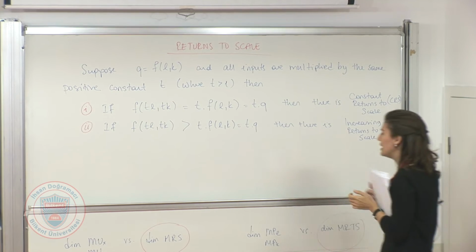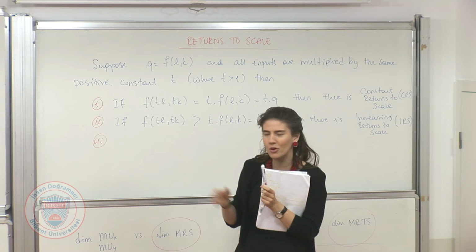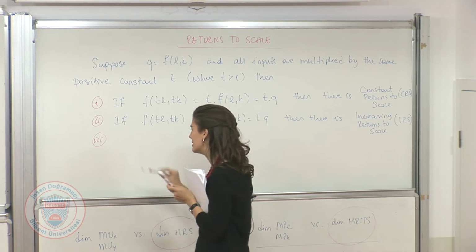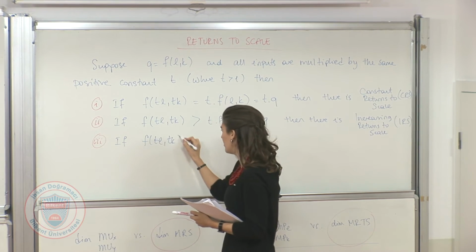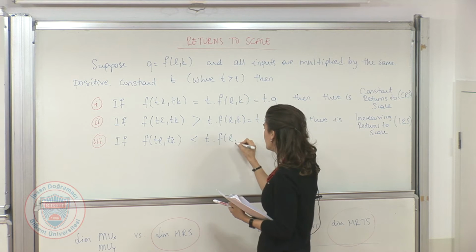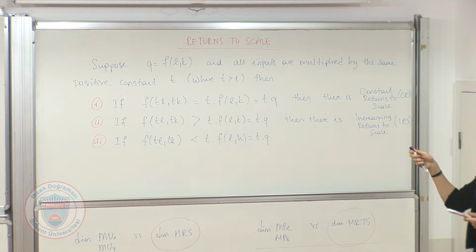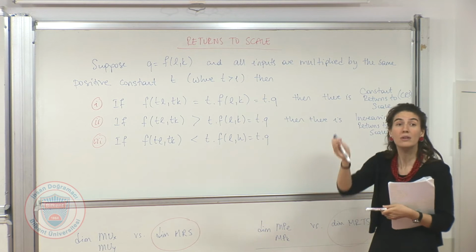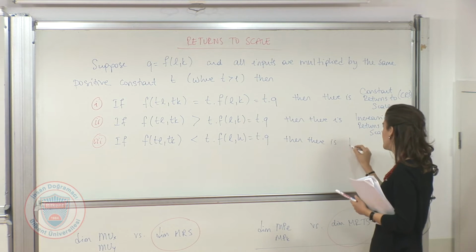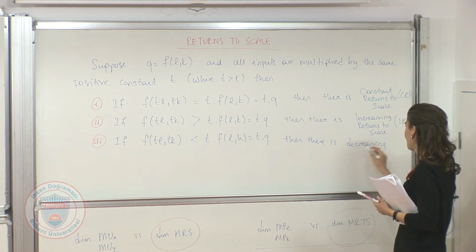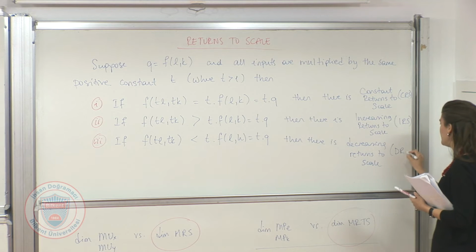So there is the third one, as you can guess, the bad case. I mean, not bad, but compared to this and this case, it's not that desirable. So we basically said that if this is the case, f(tL, tK) < t times Q. It means that you double your inputs, but your output doesn't double. Then we call it decreasing returns to scale. Okay, so basically this is this.